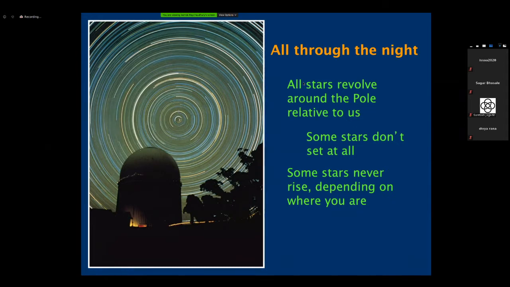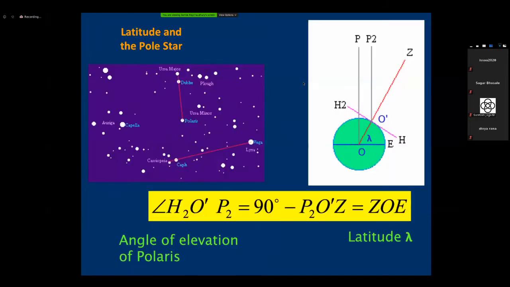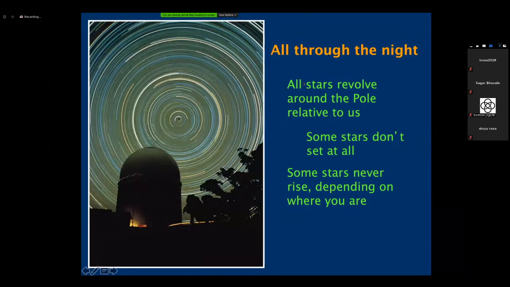Okay, and that depends on where you are, depends on your latitude. The most interesting thing is this simple geometric exercise that is done in many books, and you can try it yourself, to show that the angle between the horizon and the pole is the same as the latitude of your place. So I'm in Pune. My latitude is 18 degrees. So when I look at the night sky, Polaris will be 18 degrees above the horizon.